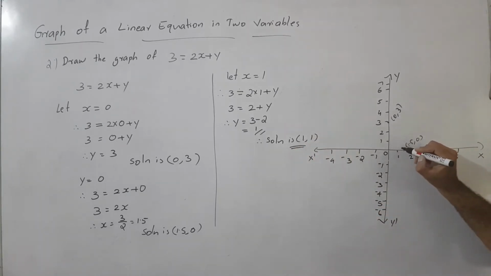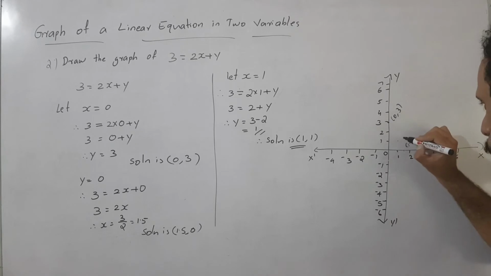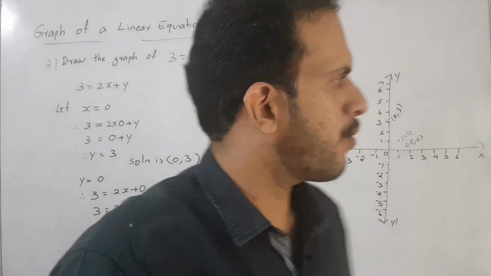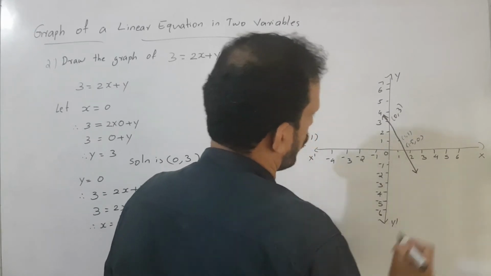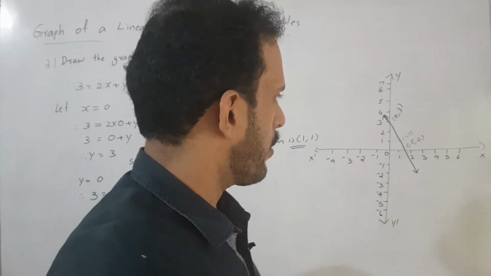Then what is the third one? Third one is 1, 1. 1, 1 means here, am I right? Here, and here is 1, 1. After that we draw a line through all these points. Draw it using the scale, not a freehand curve, by using the ruler, for drawing the graph.